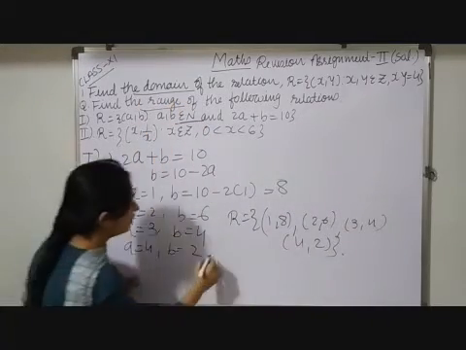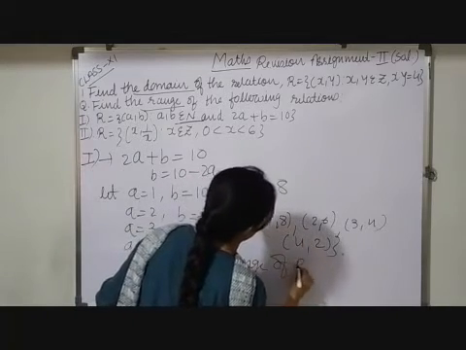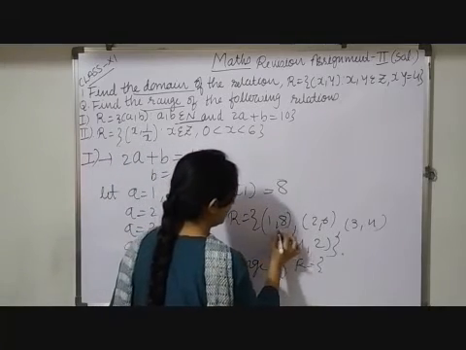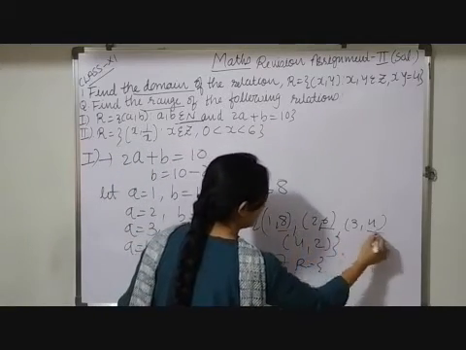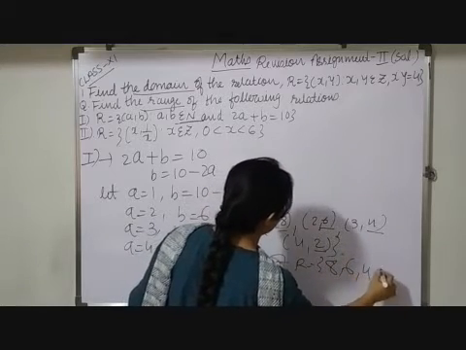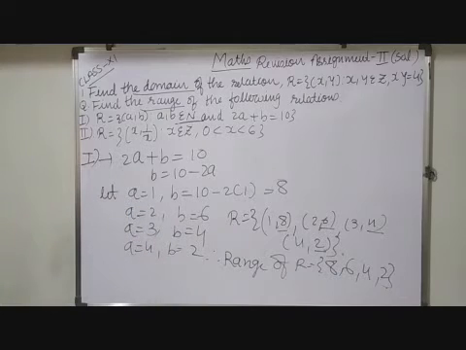Now what they are asking here to find? Range. So range of R equals the second elements of your ordered pairs, that is 8, 6, 4, 2. So children, this way you can obtain it. Now the last one is here.